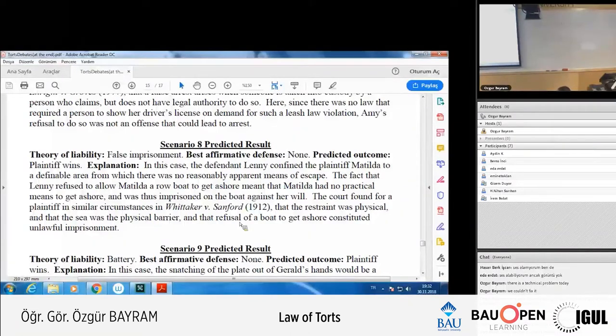If you're held against your will, that's automatically false imprisonment. If you take someone and they don't want to be taken by the boat or whatever, you're imprisoning someone. I don't see anything wrong with that. Does anyone else have anything to say about this case? Okay, so it's not a refugee situation or anything like that. It's just this guy, Lenny, he takes Matilda on a boat.